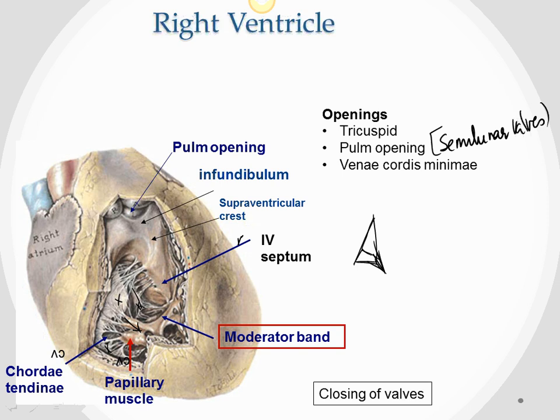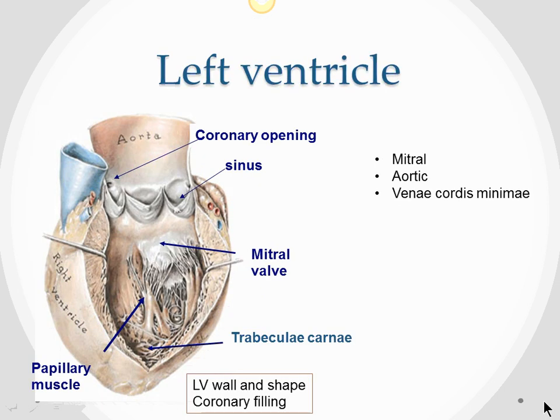The semilunar valves, I'll show you how they close in the next slide because this doesn't show it that well. So let's look at the left ventricle. Here in the left ventricle, you can see clearly the trabeculae carneae. You can see this network. Again, you can see the papillary muscles. Notice these papillary muscles are attached to this mitral valve.